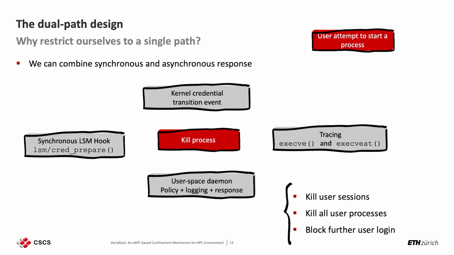So then we propose a two-path mechanism. The user starts a process, right? Then the kernel does things to get the credentials. If the LSM module is enabled, the BPF one is enabled, then I can not only synchronously stop at that moment in time, but I can also do the rest that's required for logging.